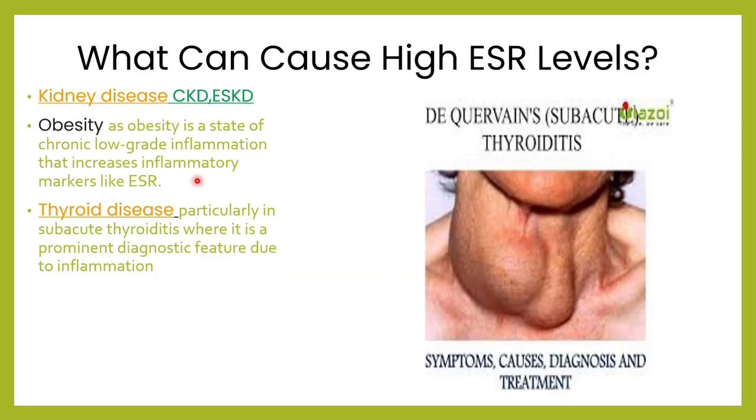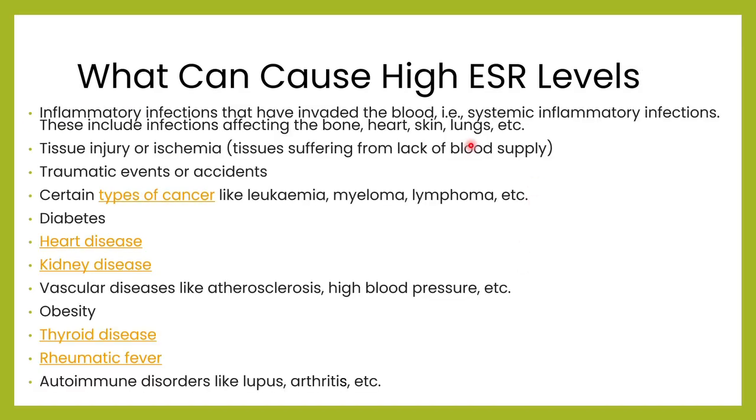Okay, so in kidney disease, your chronic kidney disease, your end stage kidney disease, your ESR can also be high. Obesity is a low grade inflammation. That is why the body is always under stress when the person is obese. So your ESR can be high in obese people. Your thyroid disease, especially subacute thyroiditis, that time your ESR can be high because there is inflammation. Itis suggests inflammation. Okay, so these were all the causes of increased ESR.